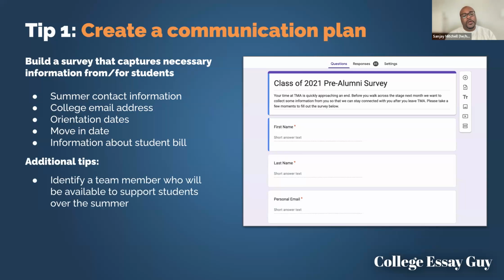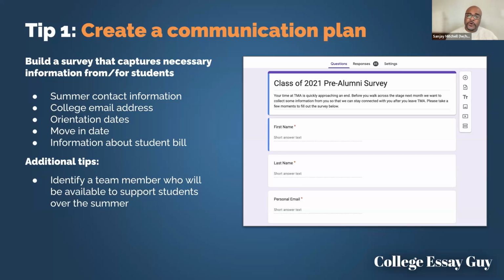Identify a team member who will be available to support students over the summer. If you will be that team member, great. If you're not, who else on your team or in your school is available over the summer and can do some of these light touch points with students? Is it the registrar? Is it your principal and assistant principal? Is it another counselor in your office? Who can be the person to just scroll through this list and check in with Johnny, with Baby, with student X, student Y, and say, hey, we're just checking to see how your summer is going.